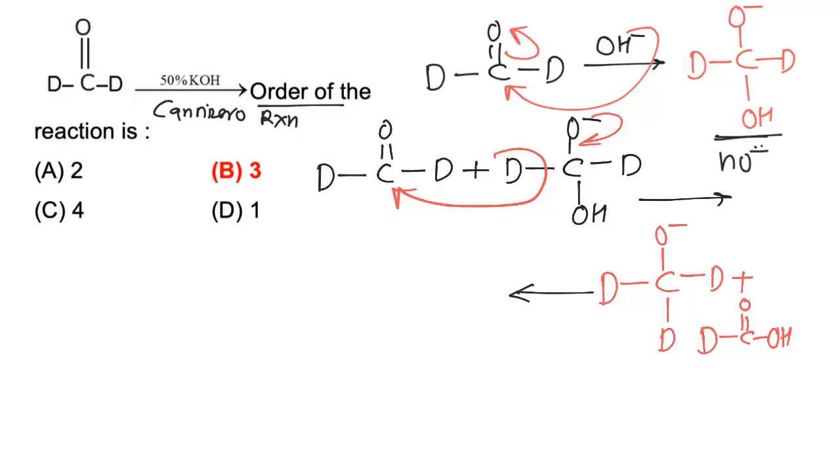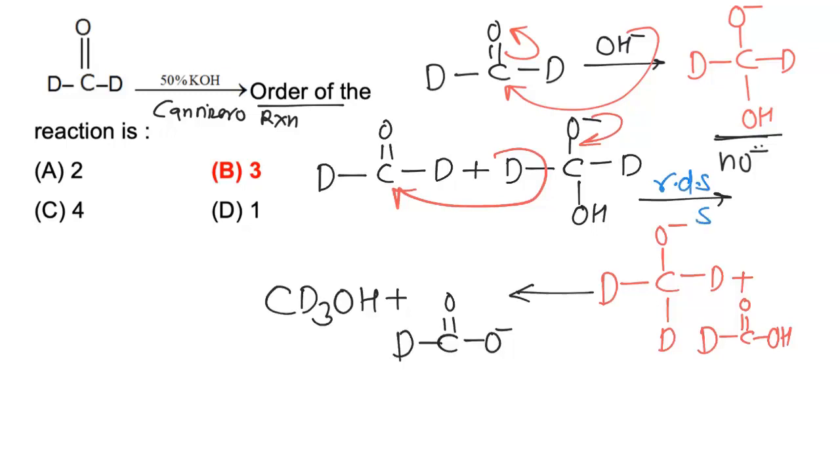So these will react to form CD3OH plus DCOO negative. Now the concerted transfer of deuterium is slowest and is the RDS. Now this step is the rate determining step. This is the slowest step, and hence it will decide the rate of reaction. Now in the rate determining step, one equivalent of DCOOD and one equivalent of this ion is involved.